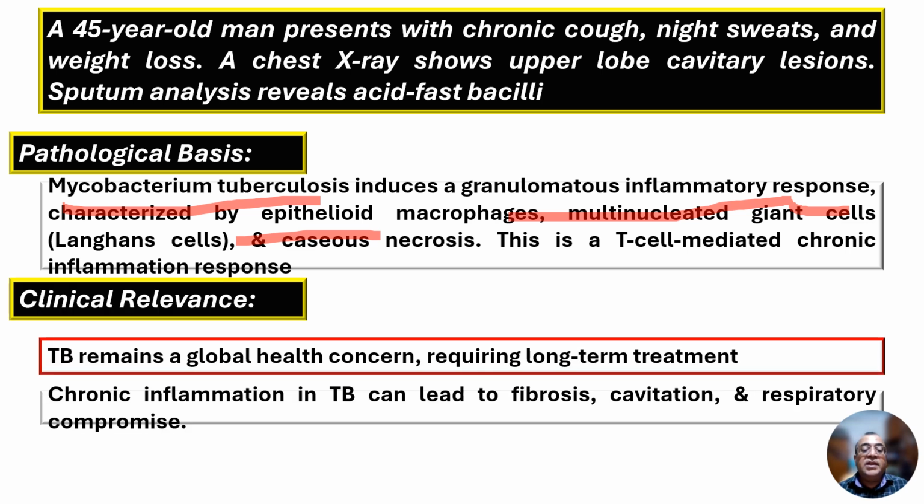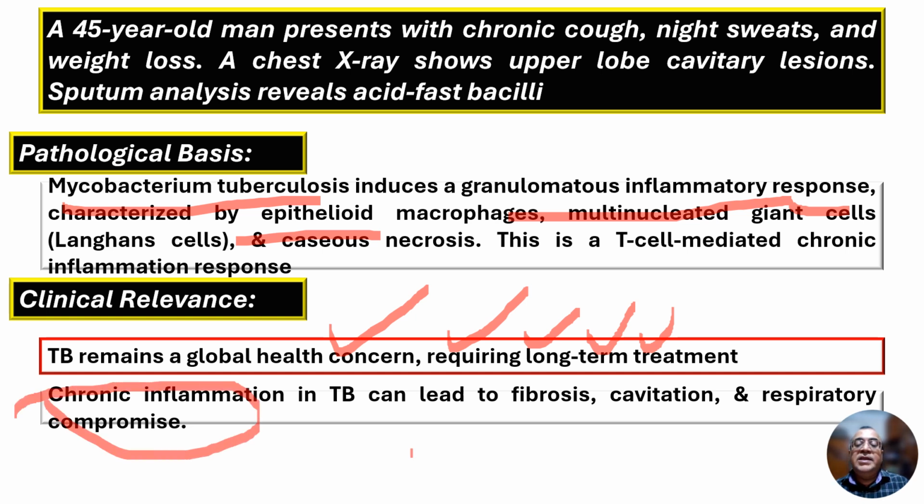cell chronic inflammatory response. So TB is a global health concern that is endemic to our part of the world, South Asia, Pakistan, India, Bangladesh, Bhutan, but it is also as common in the USA and the Western world, especially in immigrants. The chronic inflammation of TB can lead to fibrosis, cavitation, or further respiratory compromise.